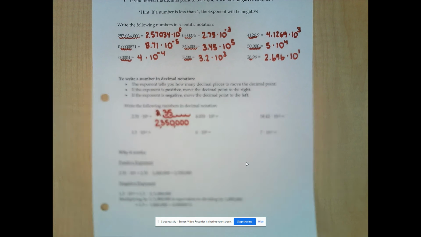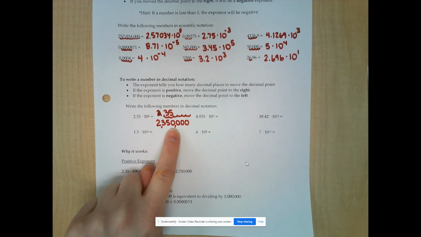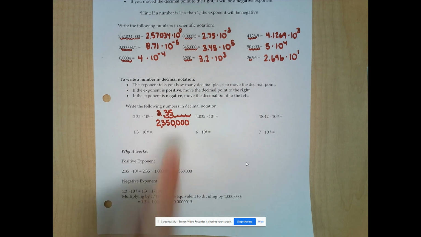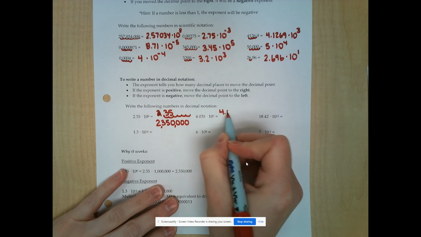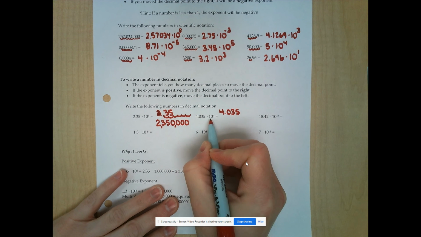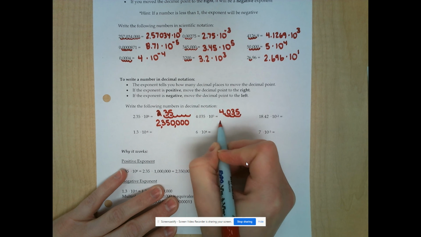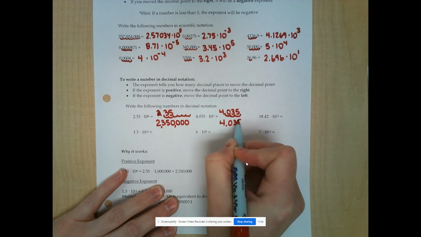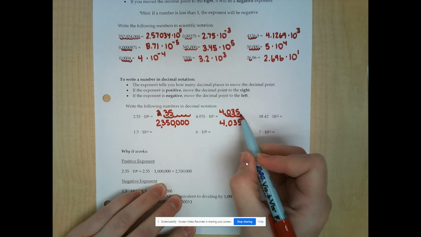How did I know to move to the right? 6 was a positive exponent, so I knew I had to get a large number. Moving to the right gets me a large number. Next one, 4.035. Got to move my decimal point 3 places, positive 3, so I'm expecting a large number, 4,035. Notice I'm writing a final answer with the commas in place that don't have the loops underneath.